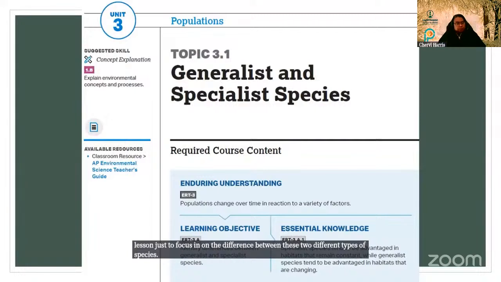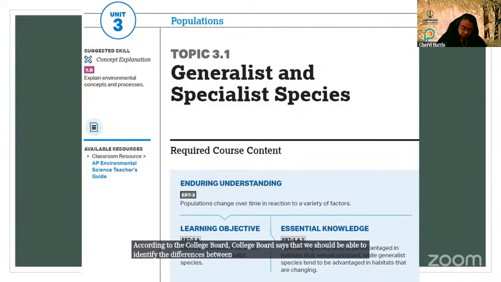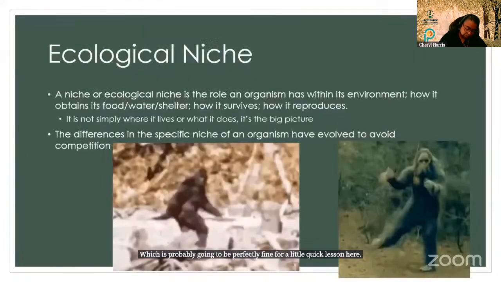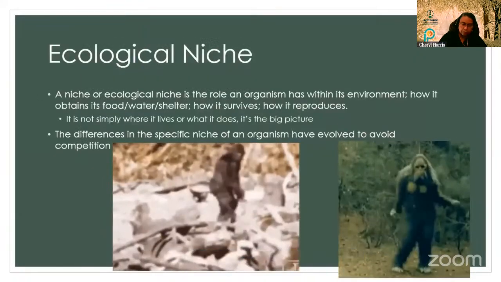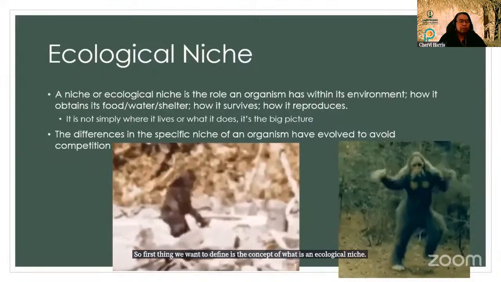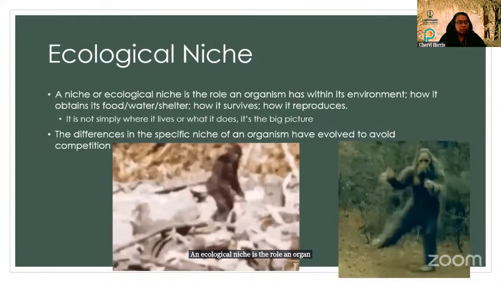According to the College Board, we should be able to identify the differences between generalist and specialist species. Identify, not at a detailed level, which is probably going to be perfectly fine for a quick lesson here. So the first thing we want to define is the concept of what an ecological niche is. An ecological niche is the role an organism serves within an ecosystem.